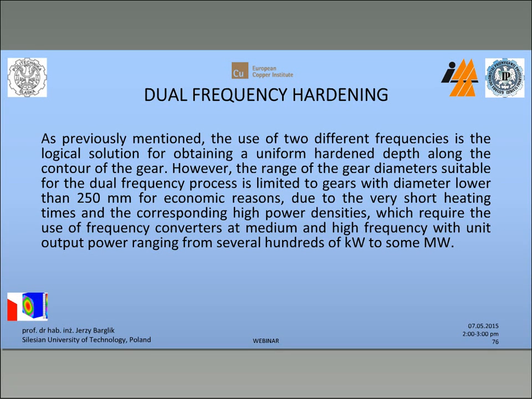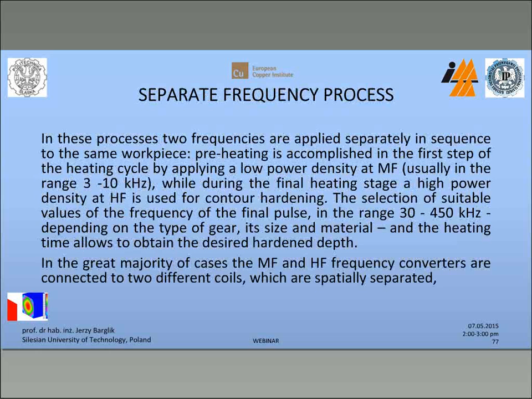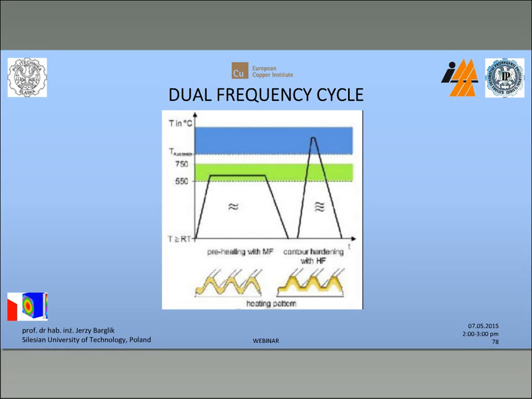The use of two frequencies is the logical solution for obtaining a uniform hardening depth along the contour. Of course, there is one important limitation, diameter. So it is used rather for low diameters. The biggest is 250 millimeters, but normally it is used for smaller ones. Of course, one example of dual frequency cycle, we have here preheating with medium frequency, and then contour hardening with high frequency.